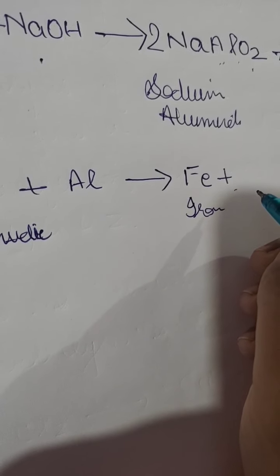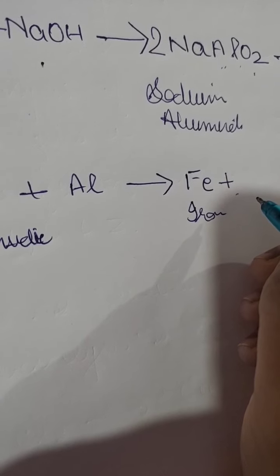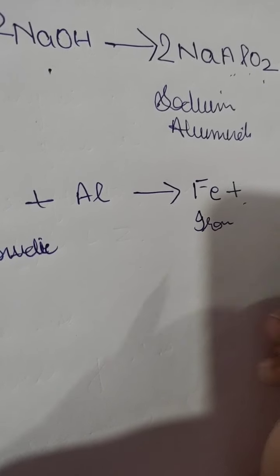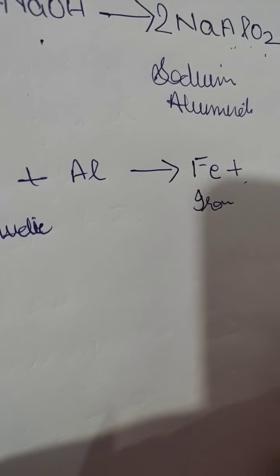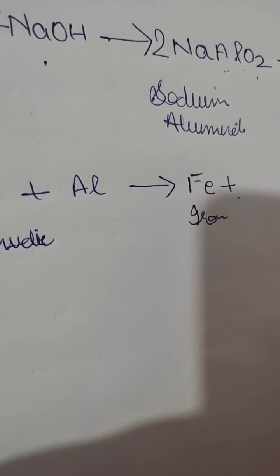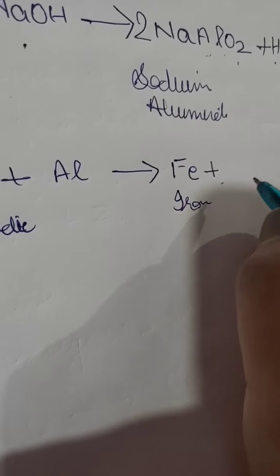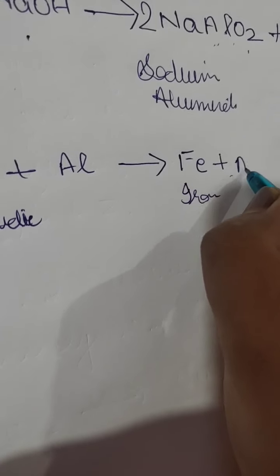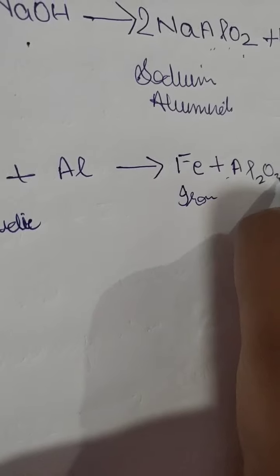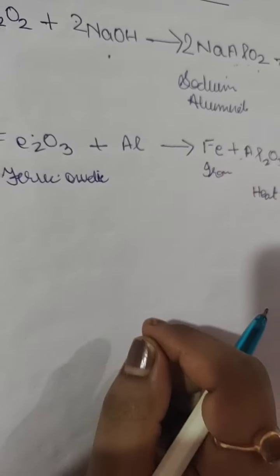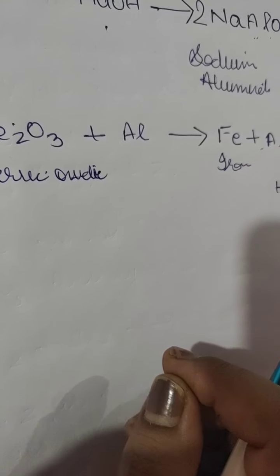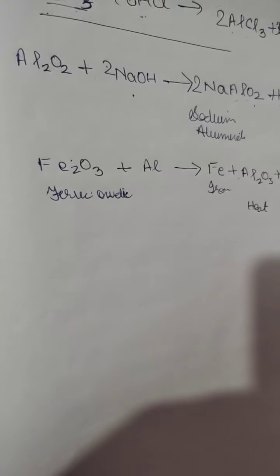railway tracks, which is used to join the railway tracks, cracked machine parts, because the heat which gives out in this reaction melts the iron, and the molten iron is poured into the tracks and it welds them together. Along with that we get aluminium oxide, Al2O3, plus a lot of heat. So you have to mention heat here. So it's a Thermite reaction, and in this the iron oxide and aluminium are reacted, which produces a lot of heat. Okay.